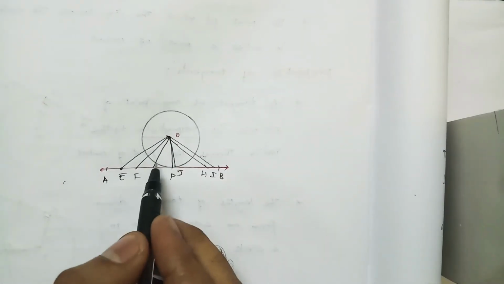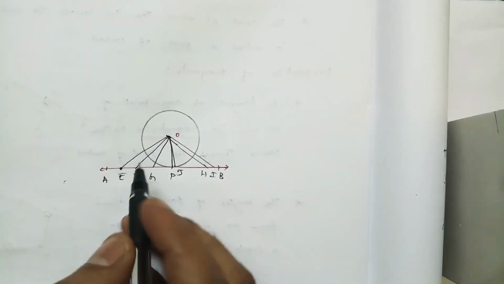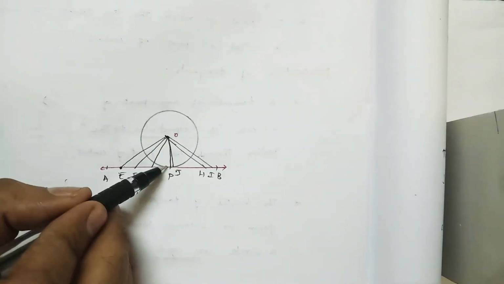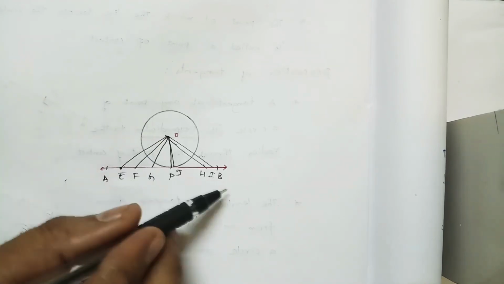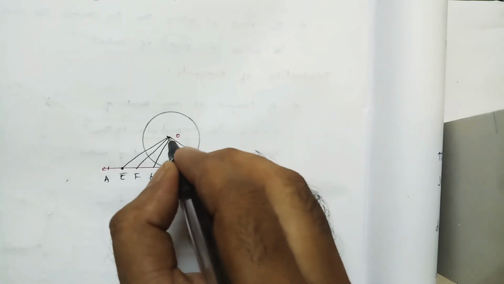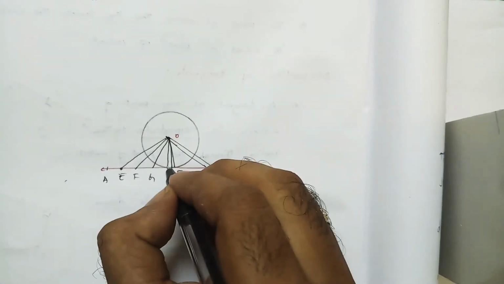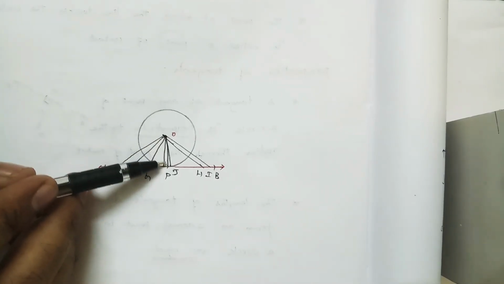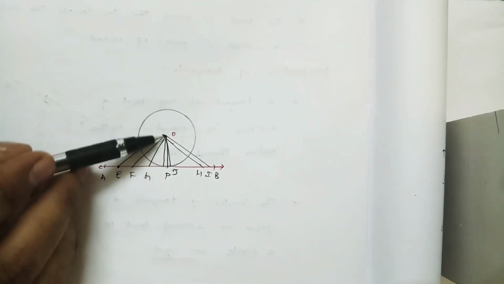Because all the remaining lines are somewhat slanting, their length should be greater than OP. Remaining all will be greater only. If I draw a line very close to P, then OP is the shortest line, and the other one will be slanting along, so its length will be slightly greater, maybe by 0.01 centimeter.